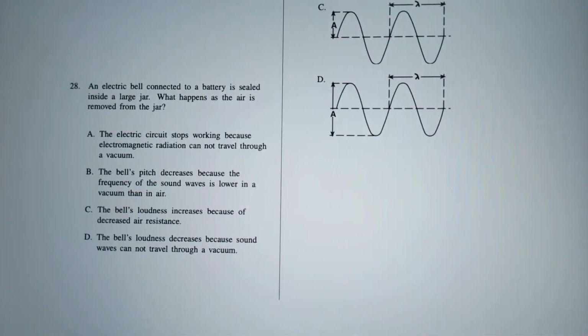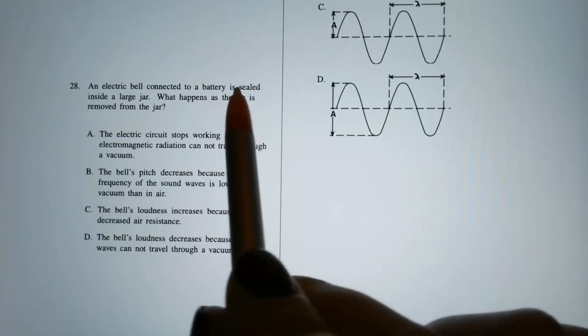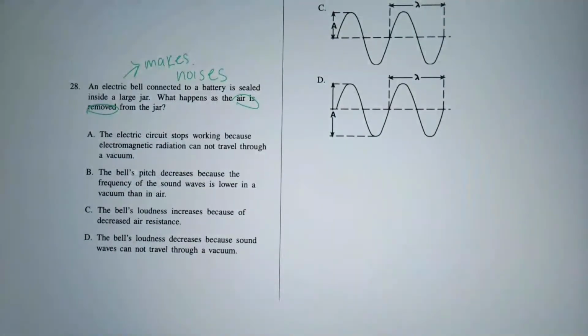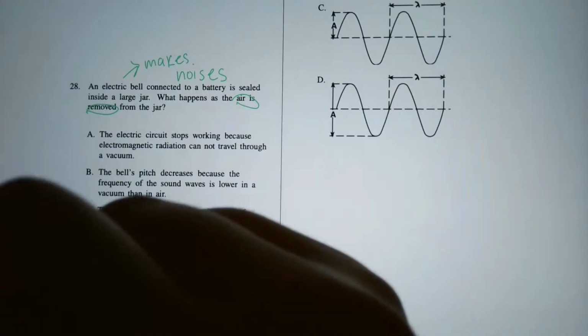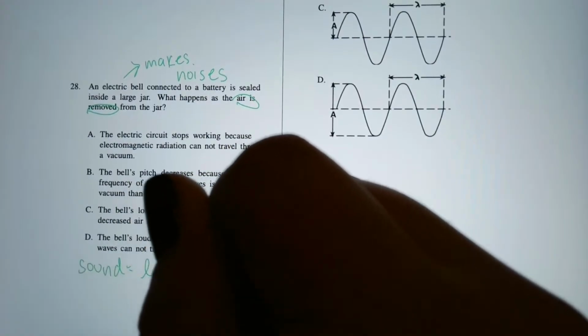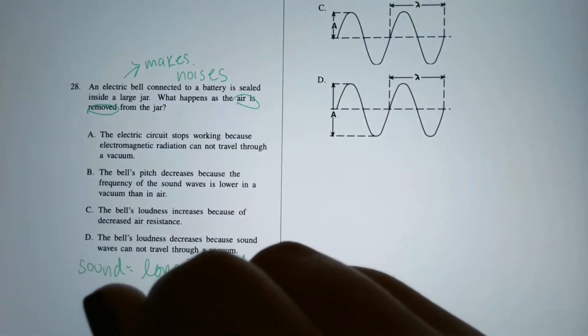28. An electric bell connected to a battery is sealed inside a jar. What happens when the air is removed from the jar? So again, remember, an electric bell makes noises. It's like ding, ding, ding. And then we're slowly sucking the air out of that sealed jar. So remember, sound equals a longitudinal wave, and these waves require a medium.